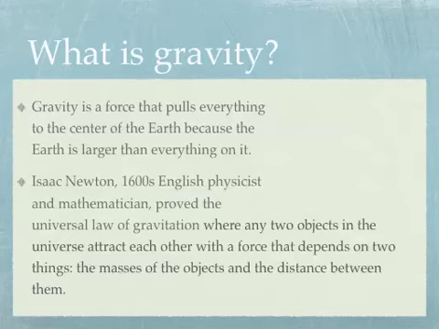So your weight will change depending on what planet you're on or if you're on the moon, but your mass will always stay the same. And the other thing that this universal law of gravitation depends on is the distance between the two objects. So as we get further and further from the sun, there is less gravitational pull.